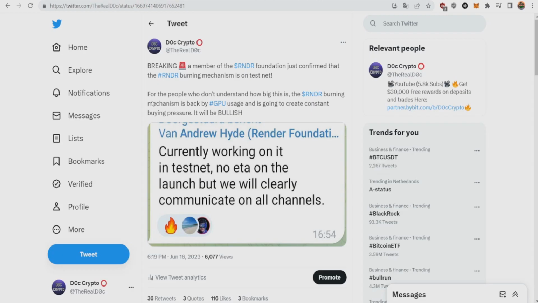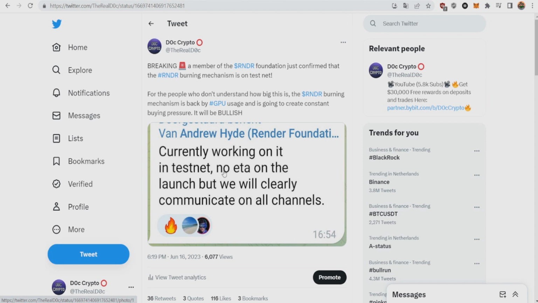So the first thing I want to talk about is Andrew Hyde, a member of the Render Foundation, was talking about the burning mechanism, and he said that they're currently working on it in testnet. There's no estimated time on the launch, but they will clearly communicate on all channels. This is actually big, knowing that they're already working on it on testnet, while it was approved 1 month ago. It is so much bullish, and it makes my statement of it being launched by the end of the year more and more realistic.